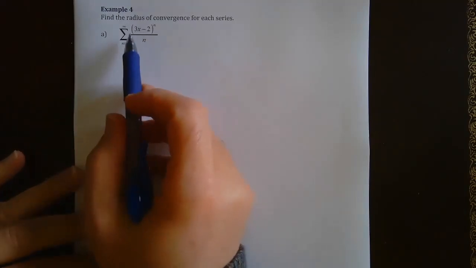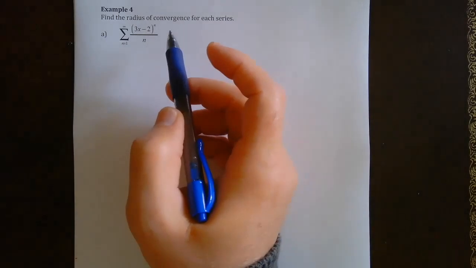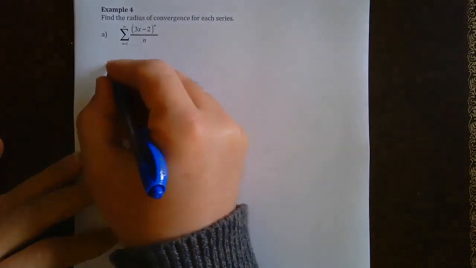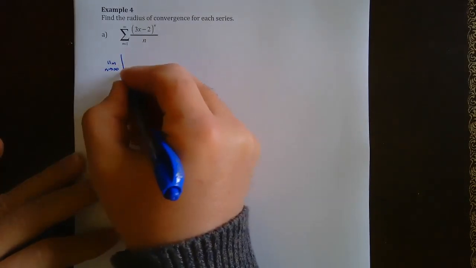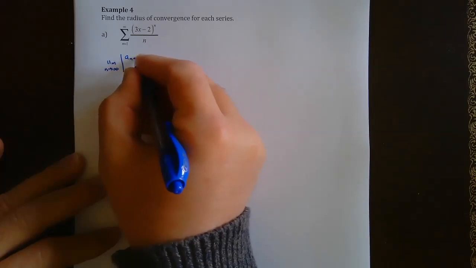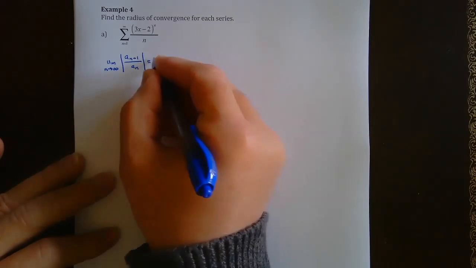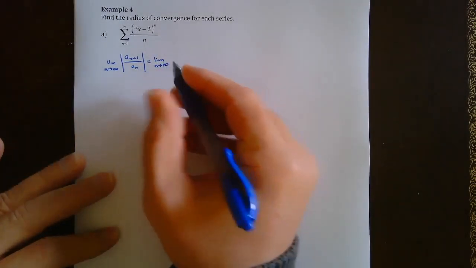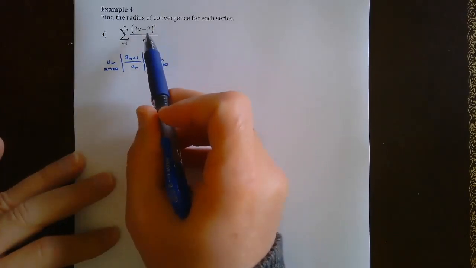For this one, we have a series with an nth power, so you should be thinking the ratio test would be a good one. So we're going to look at the limit as n goes to infinity of the absolute value of a sub n plus 1 over a sub n. That's equal to the limit as n goes to infinity of 3x minus 2 to the n plus 1 power over n plus 1.